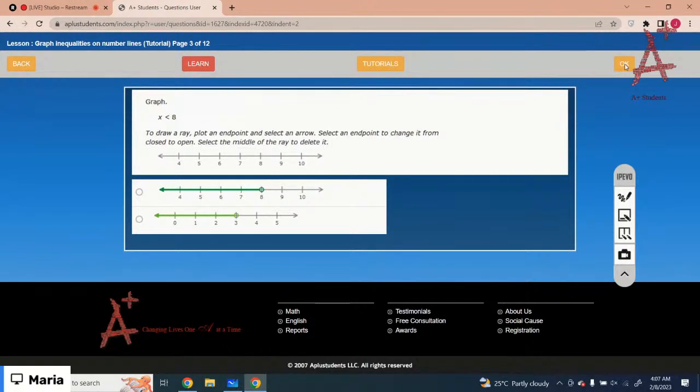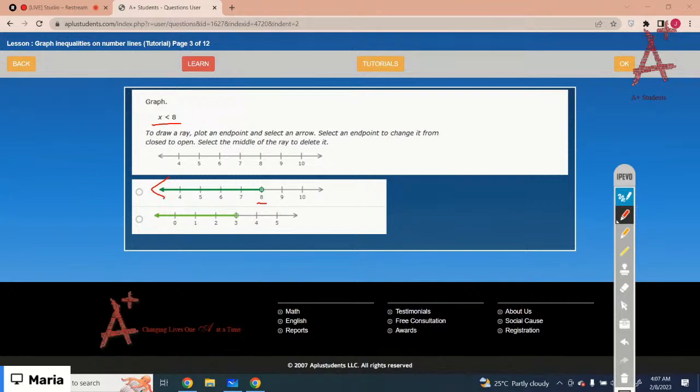X is less than 8. So which option is the correct one? That means x can be any number that is less than 8, but x cannot be 8. So that means you have an open circle at 8, because 8 is not included in the graph. So we have an open circle, and also all the values are less than 8. So the graph must be pointing on the left hand side. Got it? So that would be option number 1. So option number 1 is the correct option.